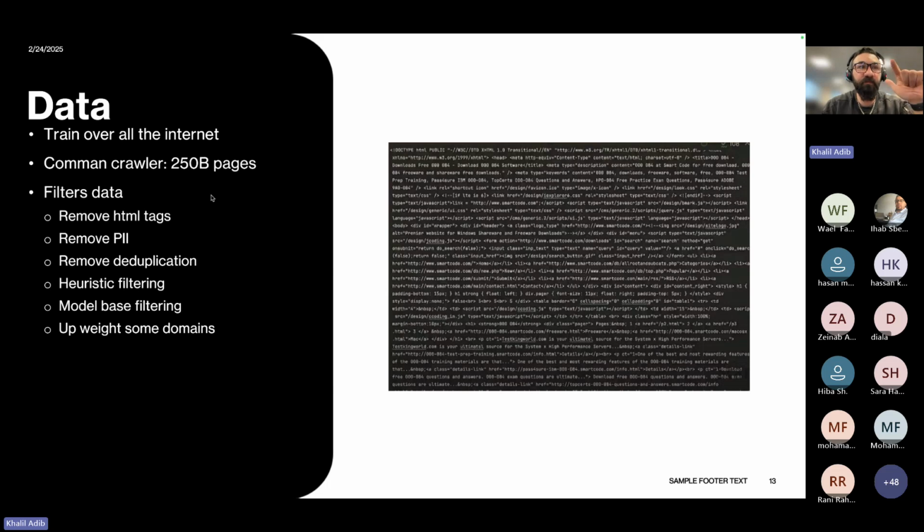Second is removing PII. Does anyone know what PII is? Okay, PII is personal data. You have to remove all of the account numbers, addresses, all of this kind of personal data that can be posted online. You don't want to train your LLM on that. You also have to remove duplicates, the deduplication.